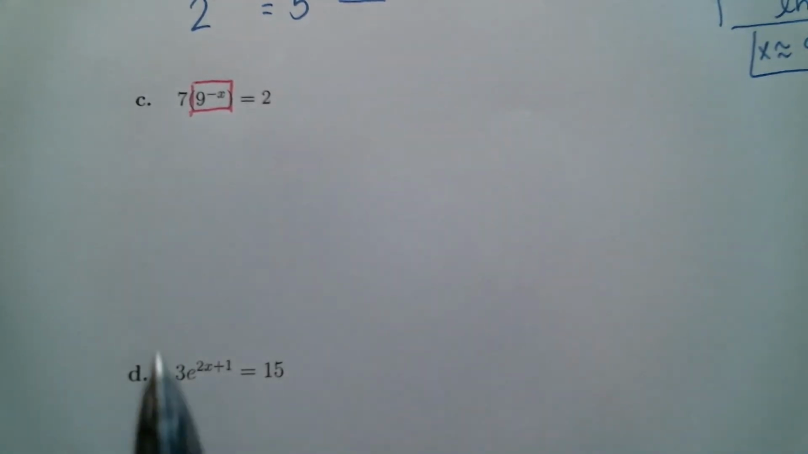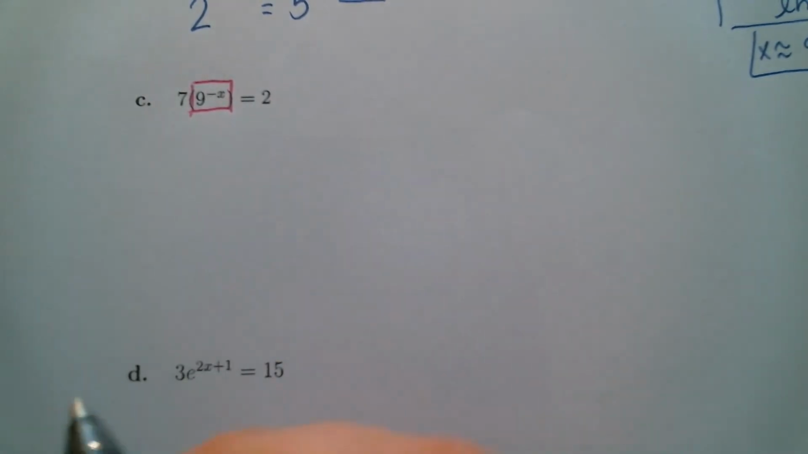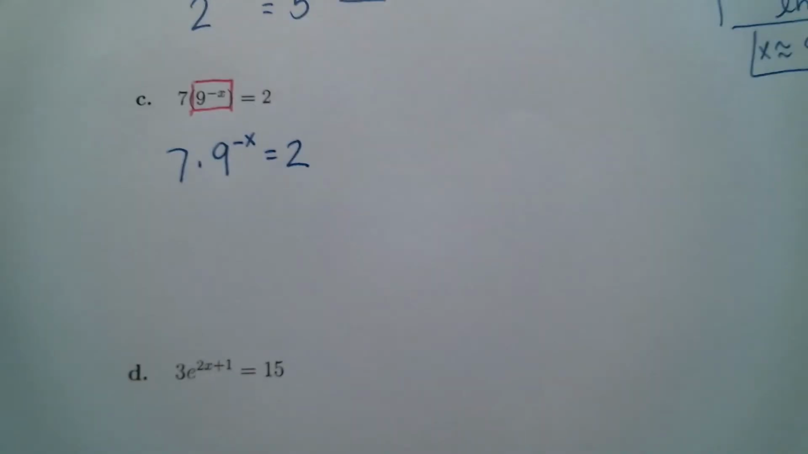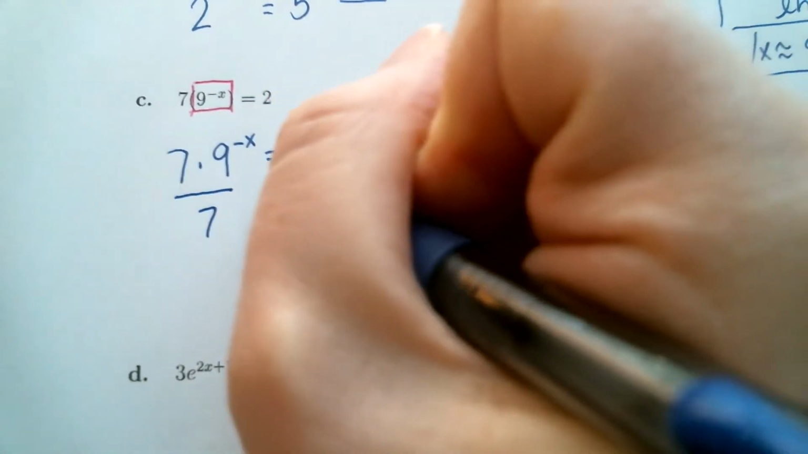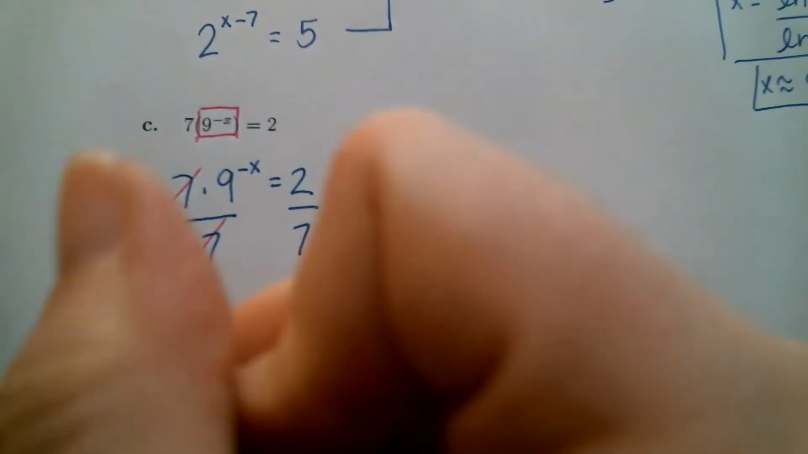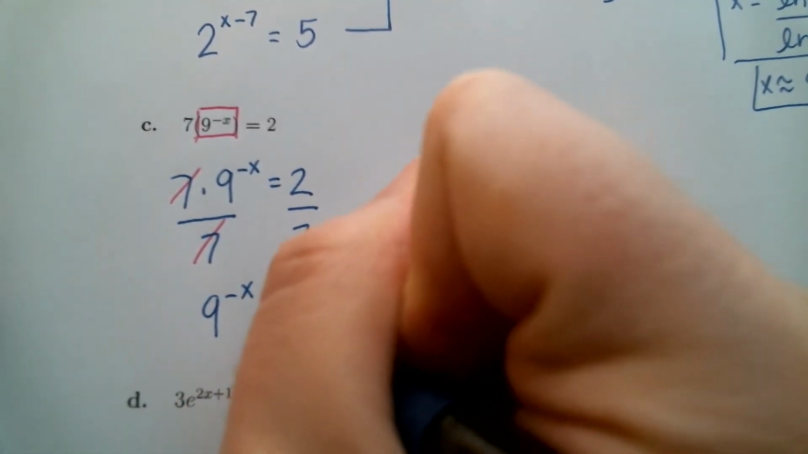So since this piece, 9 to the negative x, is being multiplied by 7, to undo this, we're going to start by dividing both sides by 7. Let me rewrite the original equation here. We are going to start by dividing both sides by 7 because you've got to isolate the 9 to the negative x. My 7s will cancel, and that's going to leave me with 9 to the negative x is equal to 2/7.